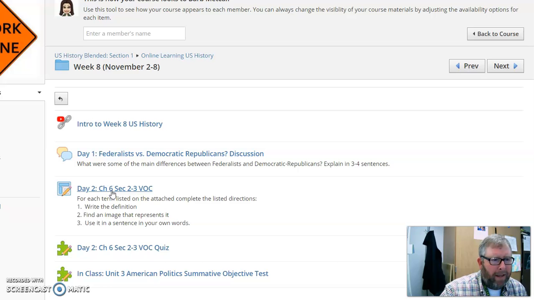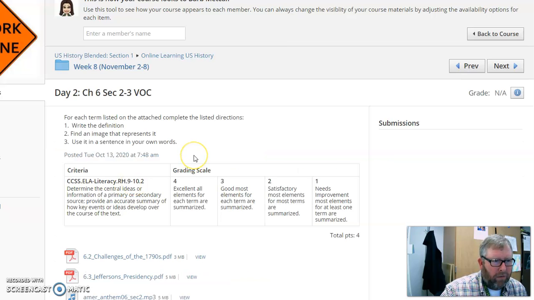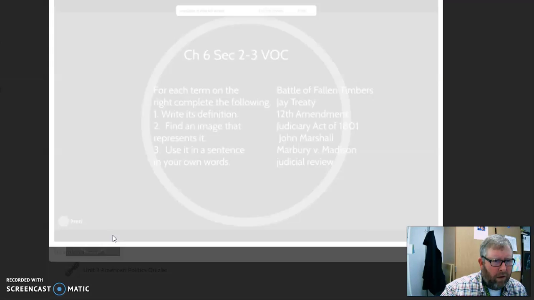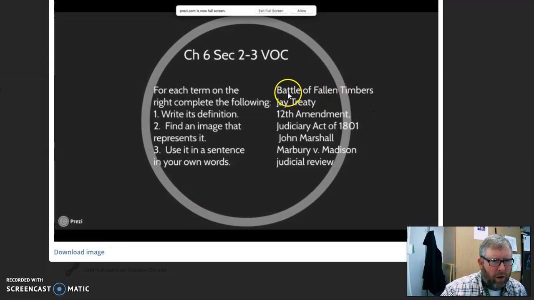But initially, those ideas are going to fall under some of these ideas of the courts. All right. And so the Battle of Fallen Timbers, Jay Treaty, all these things have to deal with federal decisions. The Judiciary Act of 1801 and how the federal government decides who would become president. Also going in with the ideas of the 12th Amendment. Remember the 12th Amendment.